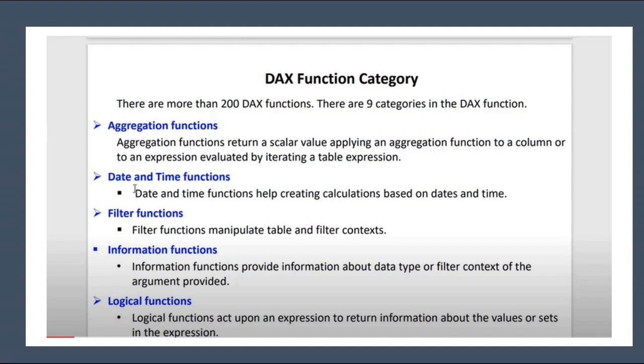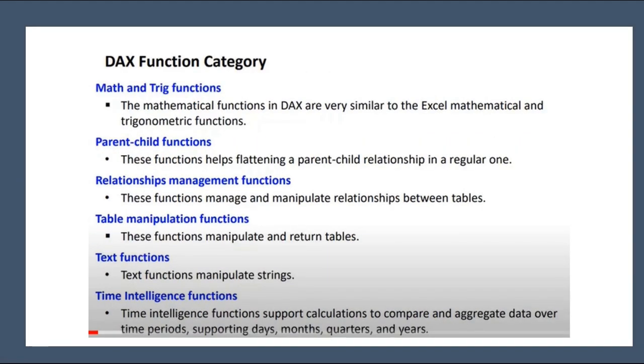Information functions are used to provide information about the data type or filter context of the argument provided. Logical functions act upon an expression to return information about the values or sets in the expression. A few more functions are math and trigonometric functions. These are used in DAX very similar to Excel mathematical or trigonometric functions. Parent-child functions are used to showcase a parent-child relationship in a regular one.